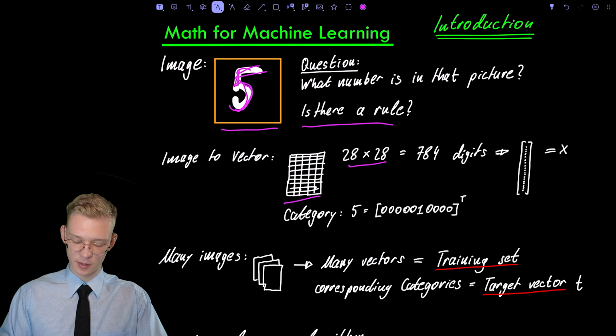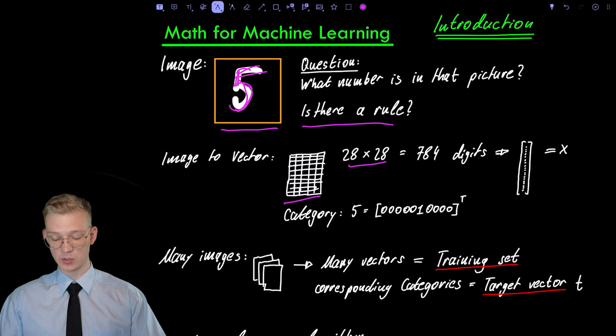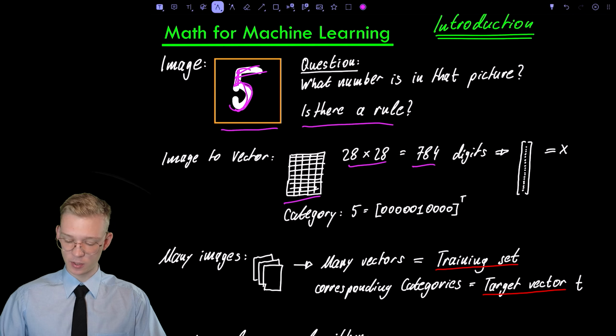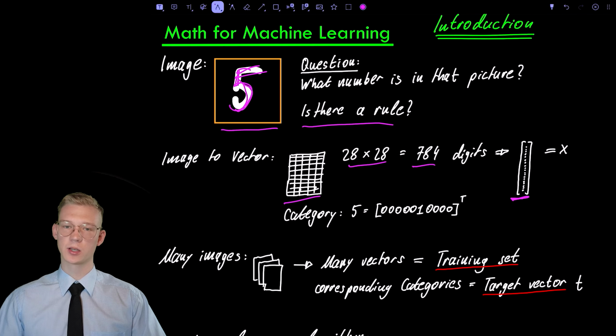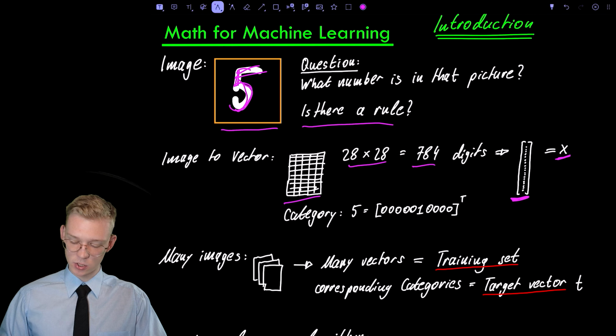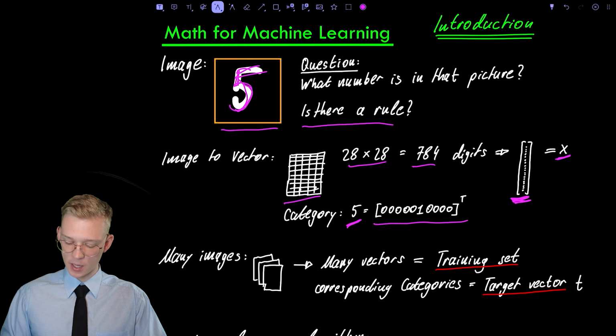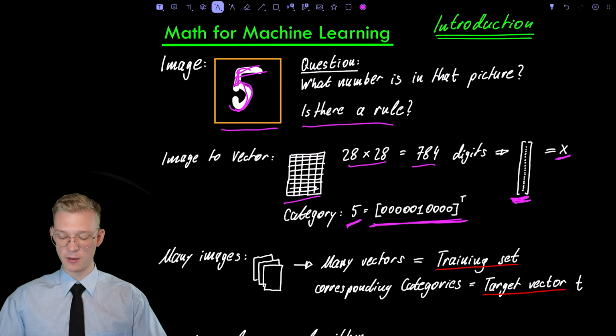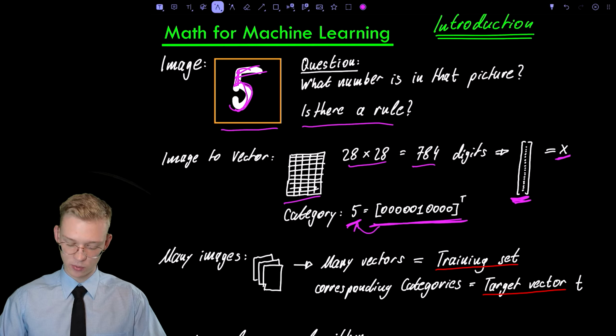For example, this image contains 28 times 28 pixels. So we have 784 digits, and we can put them in one vector. Because the computer can't work with just images, it always has to deconstruct them. We did that for the computer, and now we can give the computer the X. And we can also tell the computer, listen, this image, so this vector, corresponds to the category number 5, and we give it a vector that corresponds to the number 5.